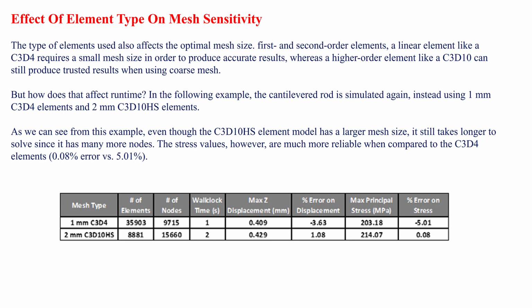So for 1 mm C3D4 and for 2 mm C3D10HS model, when it comes to the linear first order elements, we have a 5% error. When it comes to the C3D10 hybrid, it is only 0.08%, right? So from this we can conclude that the second order elements are going to give us better results when compared to the linear, first order elements.